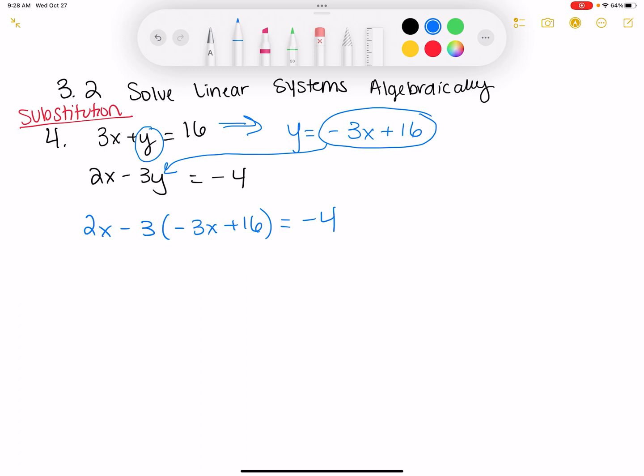But there are times where I let you choose what method you want to use. Some of them I may say you have to use substitution or you have to use elimination, and then other ones I'll say pick your favorite method.